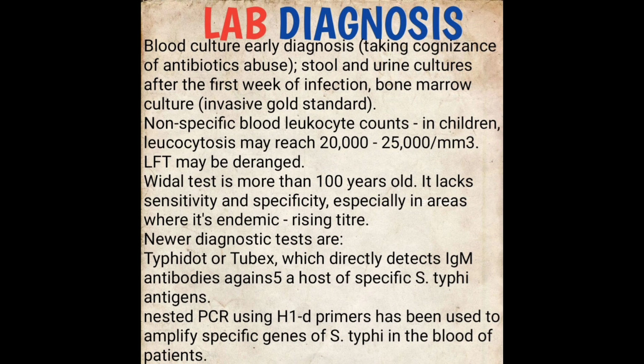Blood culture, we know, is very useful for early diagnosis, at least in the first week. And we must take cognizance of antibiotic abuse, because in developing countries you can easily buy these antibiotics. Once you abuse them, it makes it very difficult for the blood culture to be sensitive for Salmonella. The same goes for stool and urine cultures; after the first week of infection, you could collect those samples. Bone marrow culture remains the gold standard, but it's invasive.